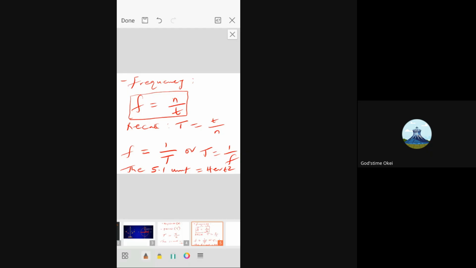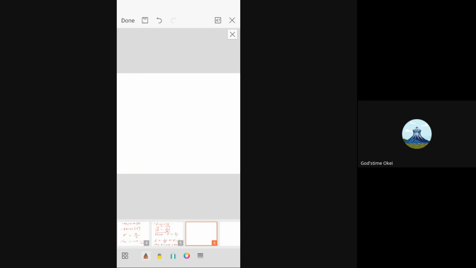Now, the next thing I want us to look at, because these terms are very important, because by the time they give you a problem and they say, find this, find that, calculate this and that, you shouldn't have a problem with that. And that is why I'm taking time to explain these quantities one after one. Now, the fourth thing I want you to know on this particular topic is angular speed.